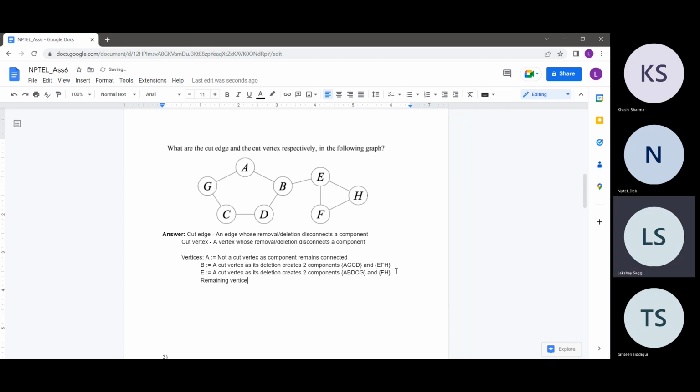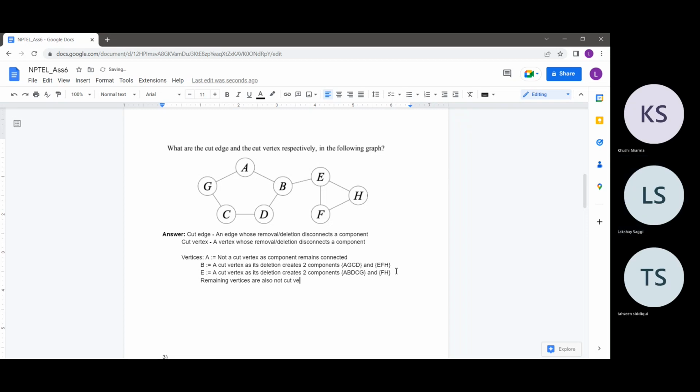Remaining vertices are also not cut vertices. So you could have straightforwardly seen that deletion of B will create two components and deletion of E will create two components. So these are the only two. With more practice or more time, you can identify directly which will be the cut vertex and which will not be.